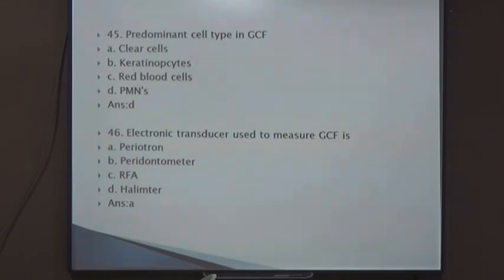The predominant cell type in GCF is PMN. Why is PMN predominant? Only then you will have a defense mechanism in the gingiva. An electronic transducer used to measure GCF is the periotron. Periodontometer measures mobility. RFA, resonant frequency analysis, measures the stability of the implant, and halimeter is for halitosis. So the answer here is periotron.